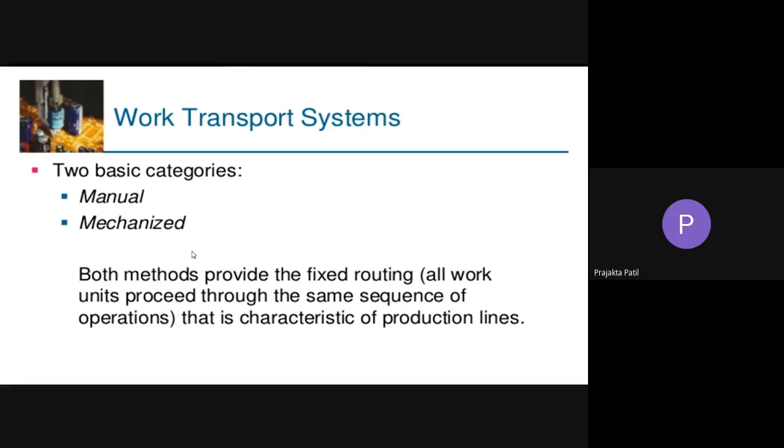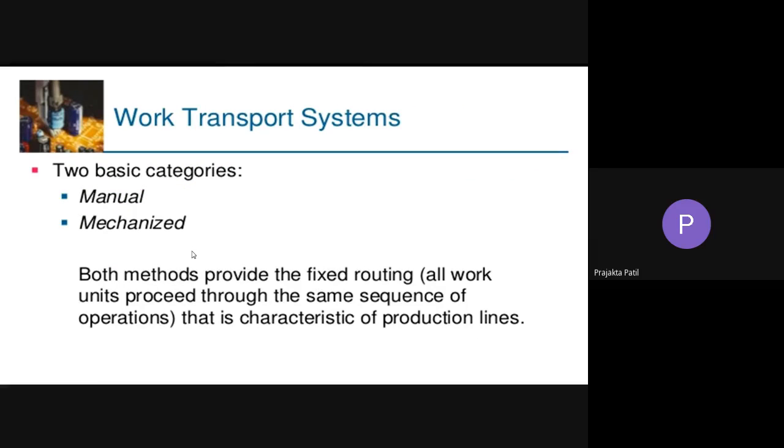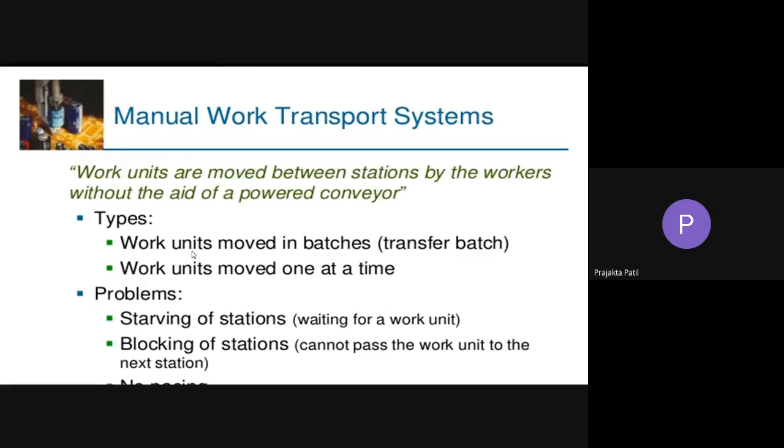This part we have actually come across in automated production lines also. We have seen synchronous and continuous transport. It's the same thing that we'll be studying here also. So we are first studying the first category here, that is the manual work transport system.